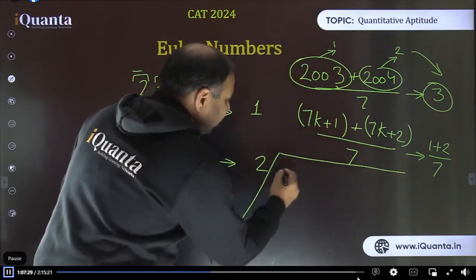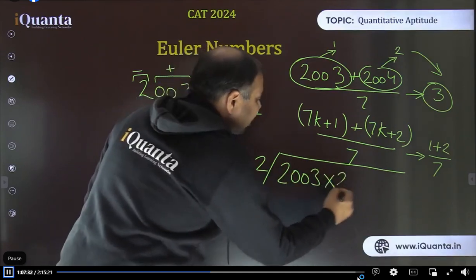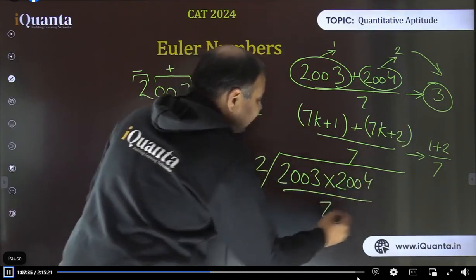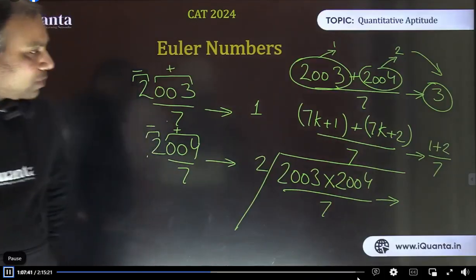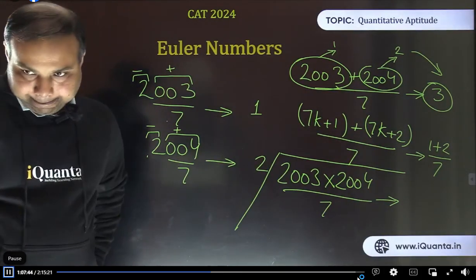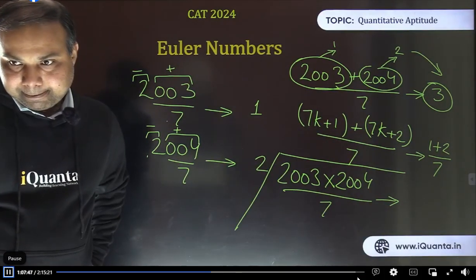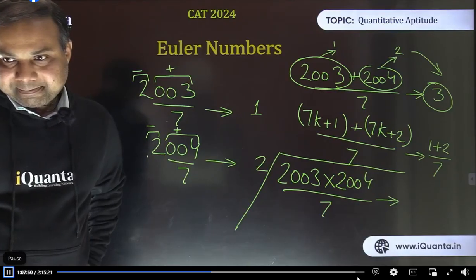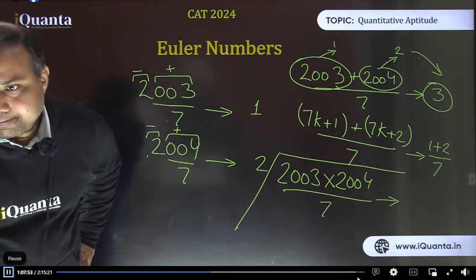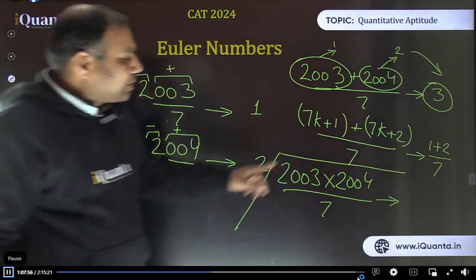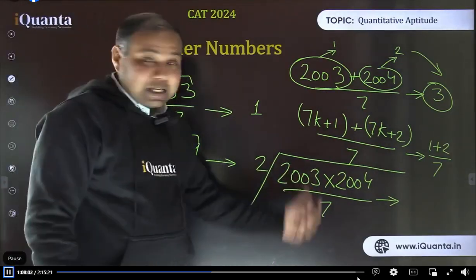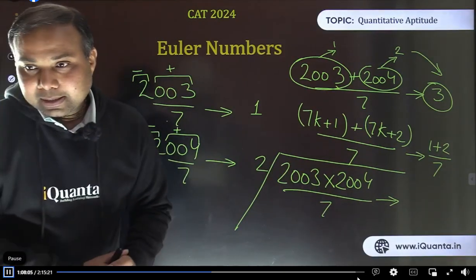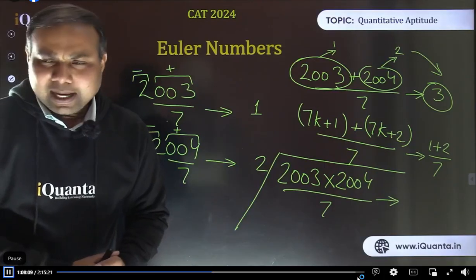Tell me the remainder when 2003 multiplied by 2004 is divided by 7. Tell me fast, what will be the remainder now? Can we still do that, 1 into 2, 2? Or we need to multiply? Yes, you are doing that. 1 into 2 is 2. So some of you are doubtful, can we do this?